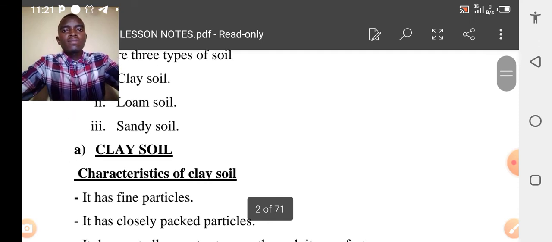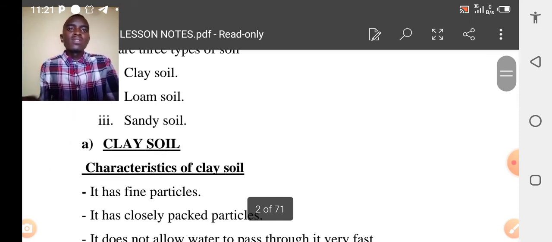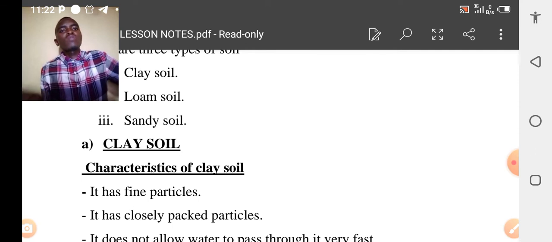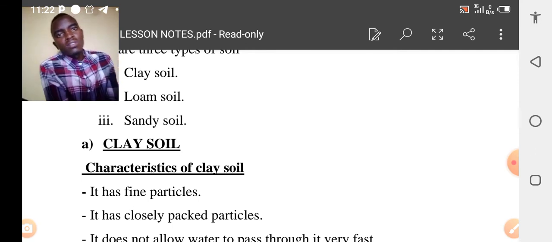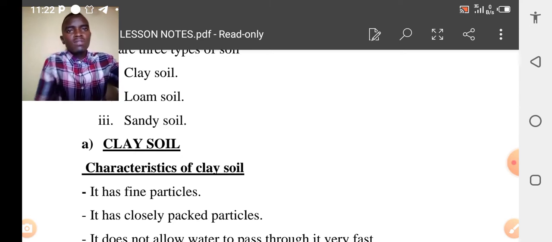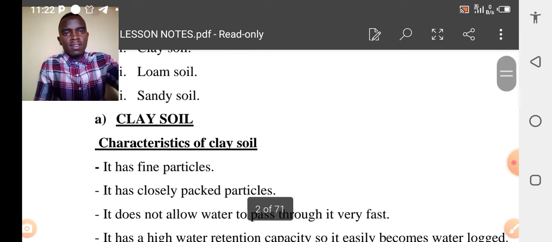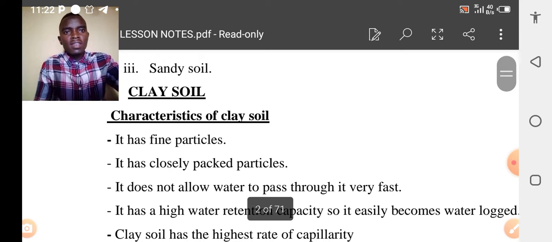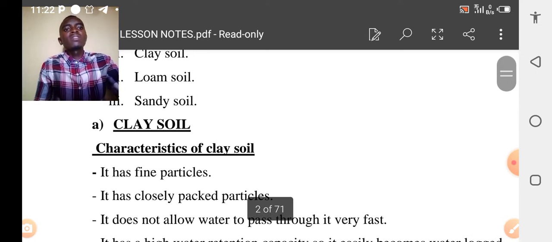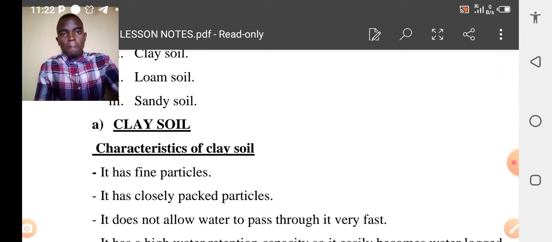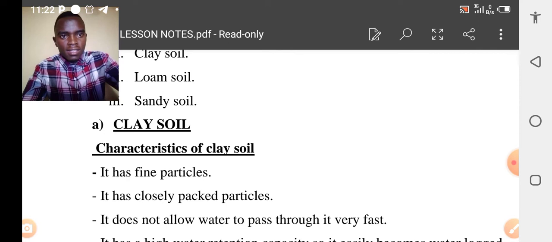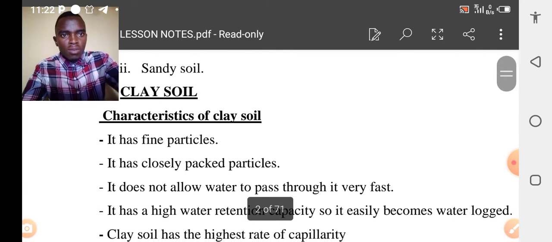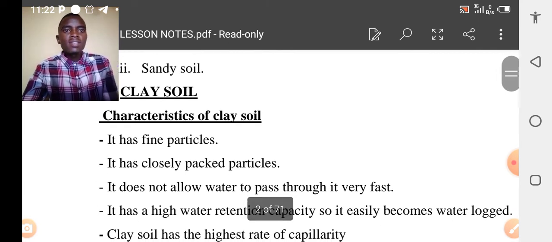So we are going to describe the types of soil step by step, one by one. We have to describe the clay soil. Clay soil, we are going to see characteristics of clay soil. It has fine particles.